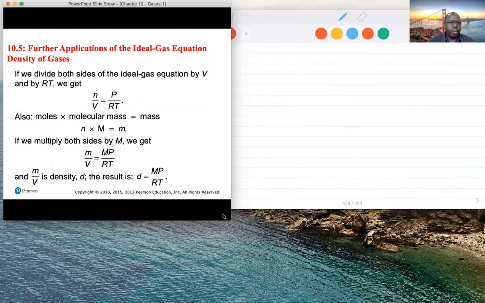This is on the application of the ideal gas law to find the density. I know you remember from way back, even in this course, density, everybody knows this. Density is given by mass over volume, and volume can be in mL or in liters. This is what we learned earlier on.